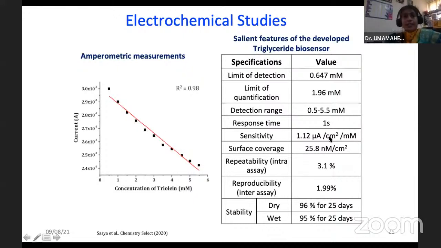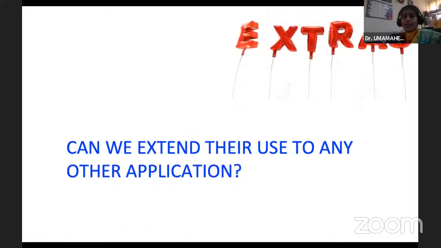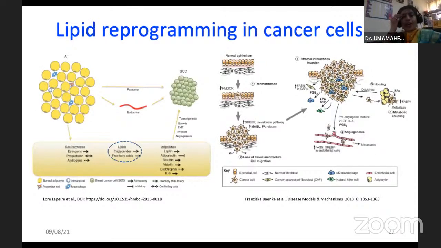So just like in the case of glucose, we now wanted to see if there can be any additional application for this sensor that we have developed, because it is quite rapid and we were able to detect trioline. So the next question we wanted to know is, can we actually have any additional dimension to this sensor? So again, we looked at cancer cells.